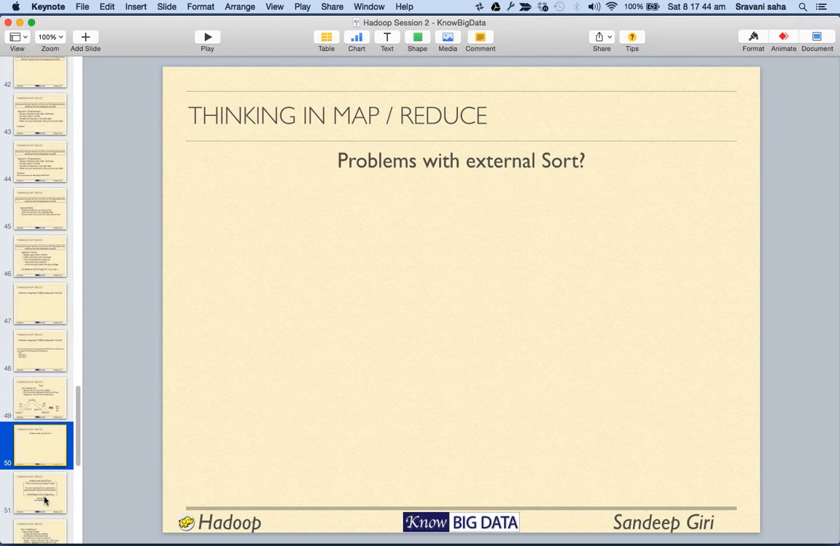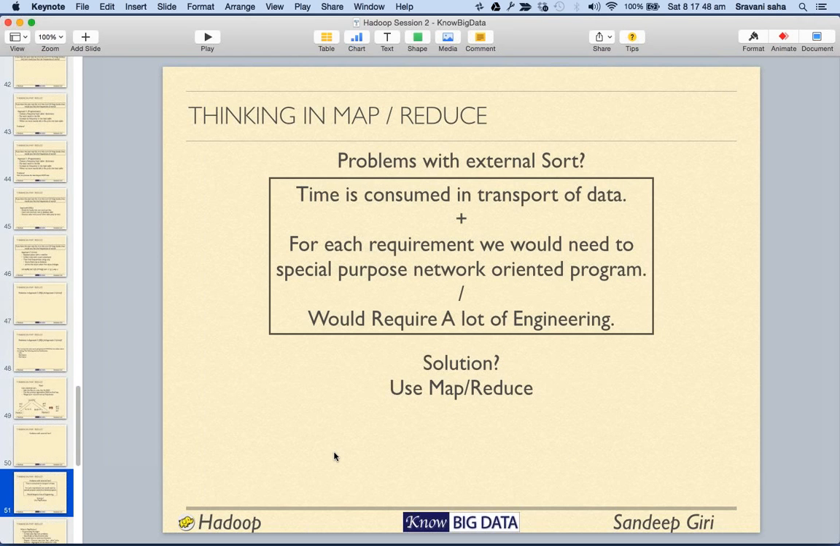Great. So I think I have got all the answers which I was looking for. If I have to summarize your answers, first, time is being consumed in the transport of the data. Second, for each requirement, we will need to do a special purpose network oriented program. Now we are sorting the data. Tomorrow we'll be doing something else. Right now we were trying to do frequency analysis. At other times we would be doing some other problem solving, and for that we'll have to reprogram everything from the bottom up. And that would require a lot of engineering every time we try to do something.